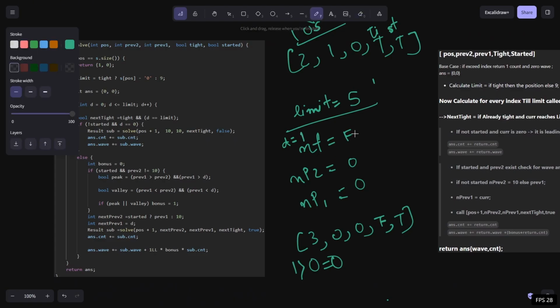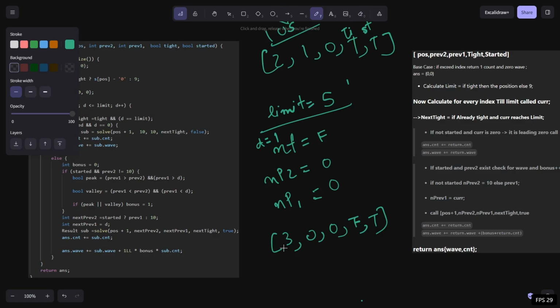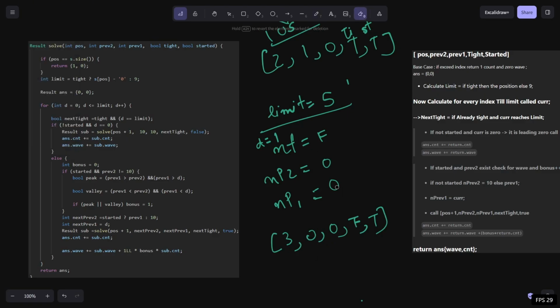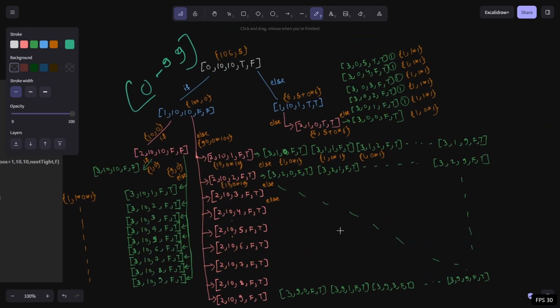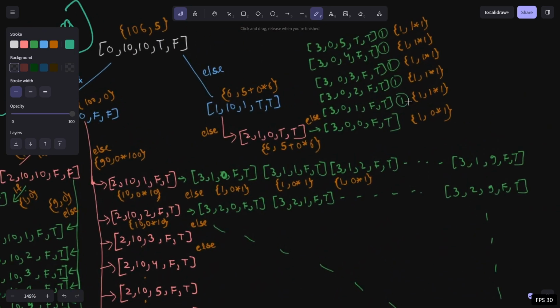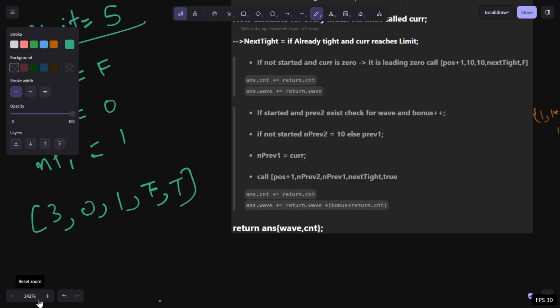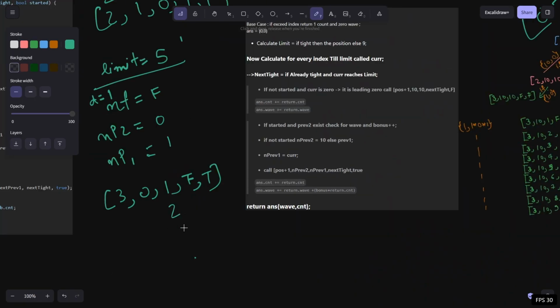Now at d equal to 1, next state is false, previous two is 0, and this becomes 1. We have previous two at 1, previous one at 0, and current is 1, so it counts as a valley, so we are going to do bonus plus 1. After doing bonus plus 1, we call 3, 0, 1, false true, so we call 301 false true, and we store that bonus, so that while backtracking we can track that one. Similarly we are going to call 2, 3, 4, 5 till the limit, and at the limit we are going to return true.